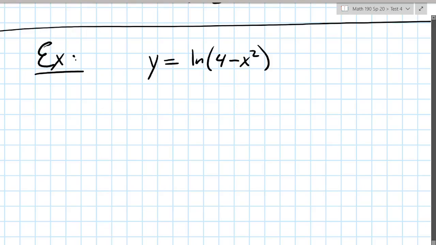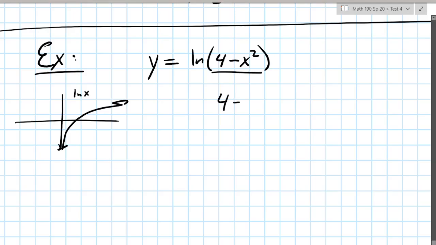Here's our last example from this section. We want to graph y equals the ln of 4 minus x squared. If you remember, the ln of x has a graph like this, and I draw that to remind you that the argument of the ln needs to be a positive number. That is, the domain of ln of x is positive numbers.